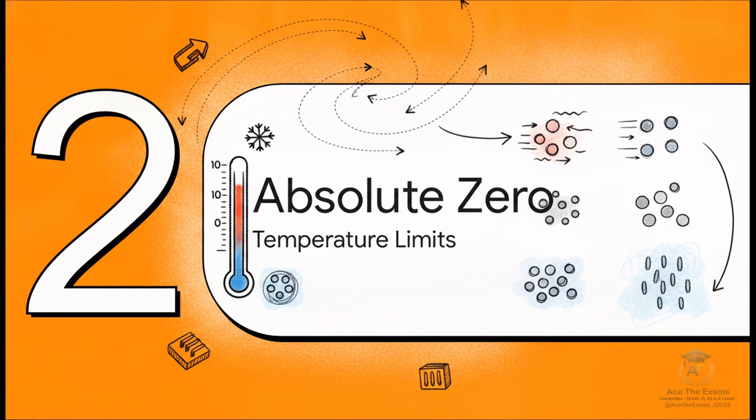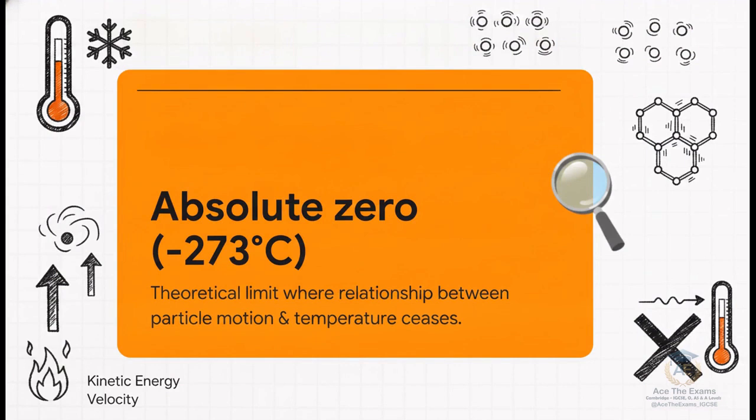Moving seamlessly from those states of matter, we arrive at Section 2, the critical anchor concept of extreme temperature limits, defining absolute zero. You see, temperature is not just some random number on a thermometer. In physics, it is a direct measurement of average kinetic energy. And to truly understand kinetic energy, we have to look at what happens when it completely disappears. The crucial point here is this highly specific definition, absolute zero. It is exactly negative 273 degrees Celsius.